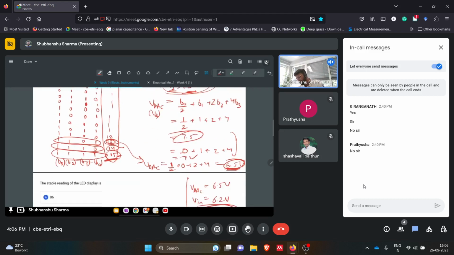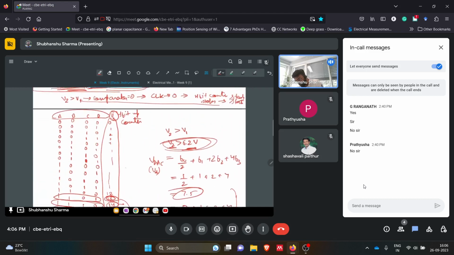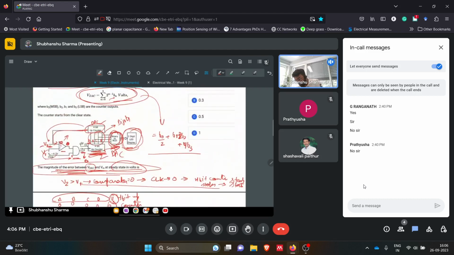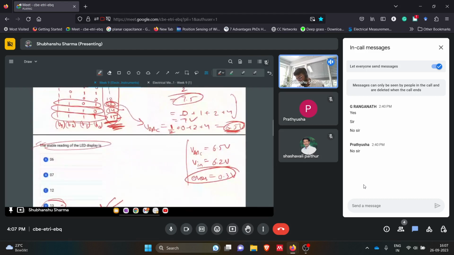So now the next question you can answer. What will be the stable reading of the LED display? That will be 13. Okay, that is the decimal equivalent of this DAC from here, because this is a binary to BCD converter. So yeah, that will be 13.